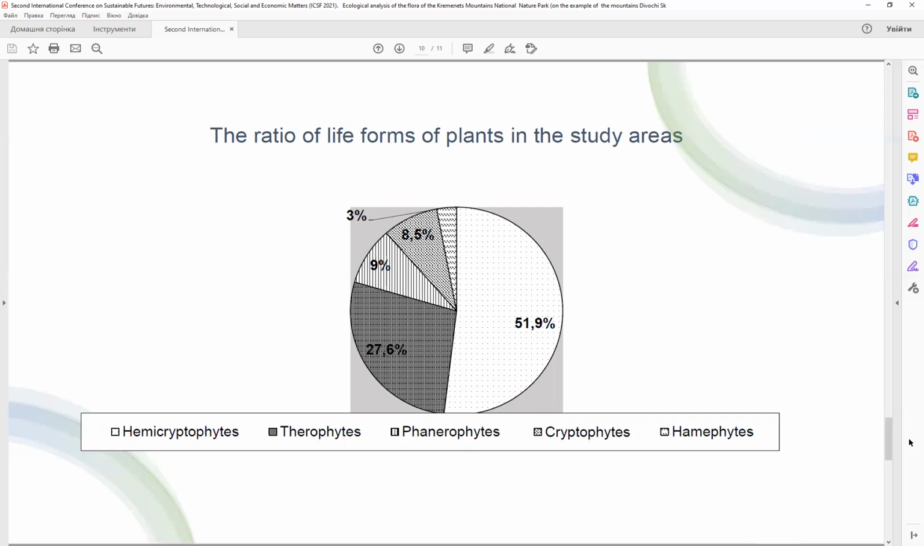The flora of the study areas is characterized by a variety of life forms. The most popular are hemicryptophytes. These are 51.9%. This includes Dracocephalum austriacum, Astrantia major, Phyllitis scolopendrium, and others.